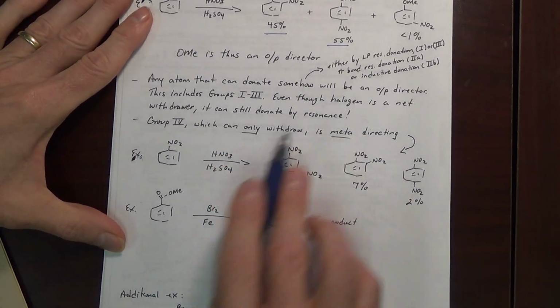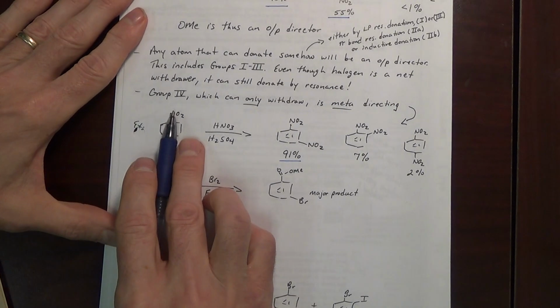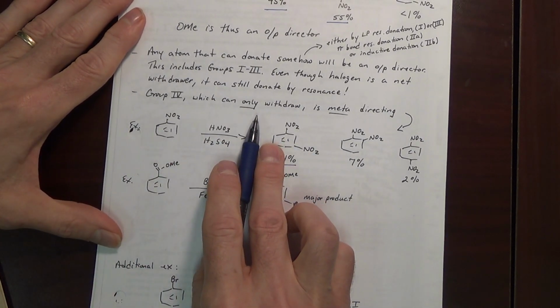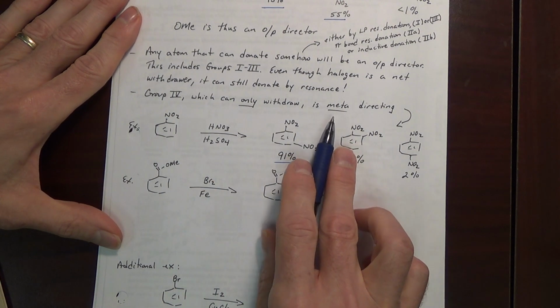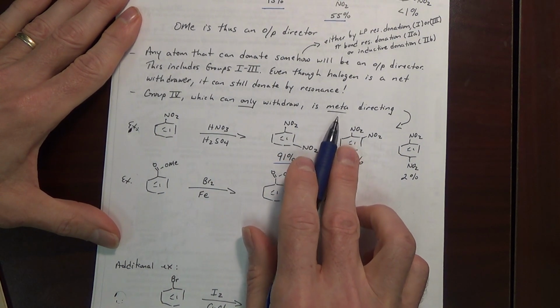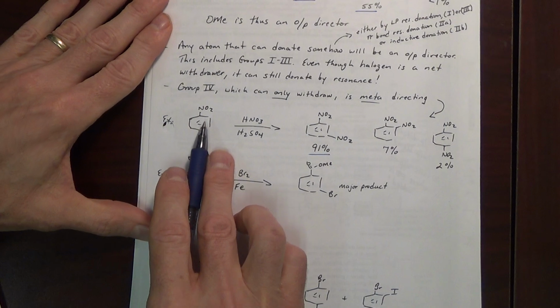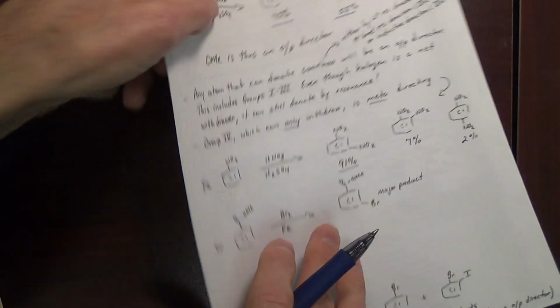Okay, that's what this says here. Now group 4, which can only withdraw, group 4, that is your meta-directors. And indeed a nitro group was group 4, right?